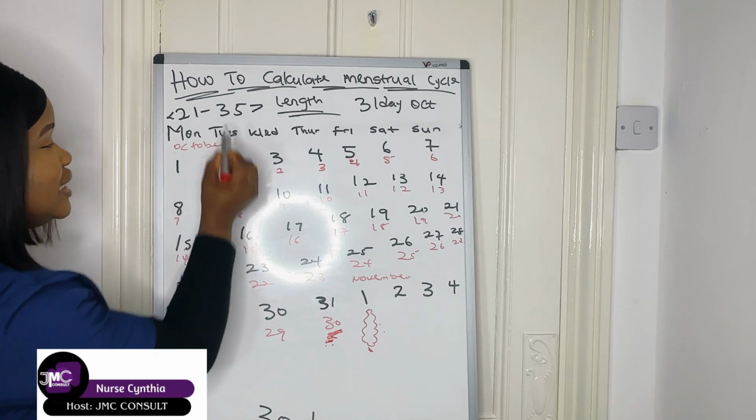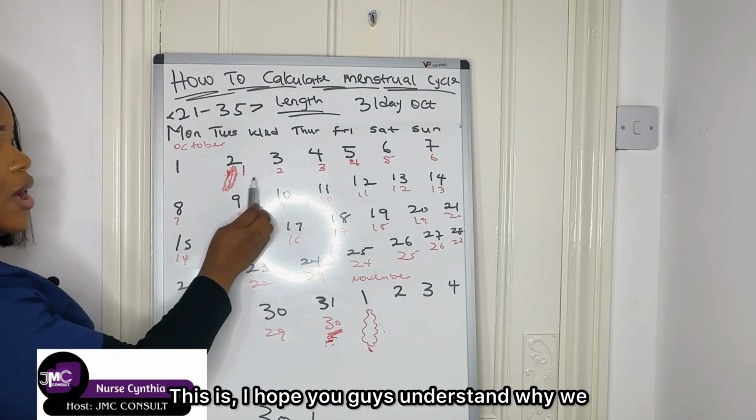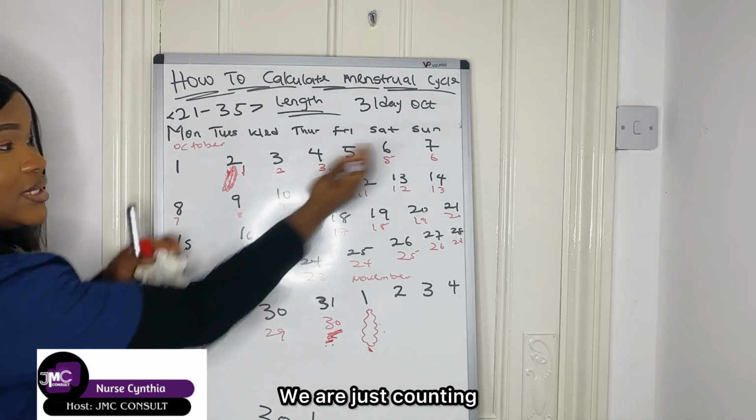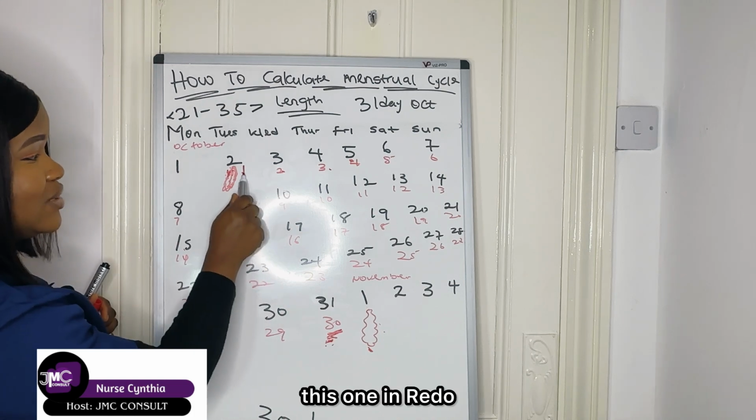I hope you guys understand why we are writing 1, 2, 3. We are just counting. It's not like this is our calendar, this one in red.